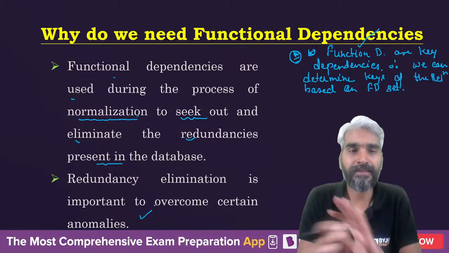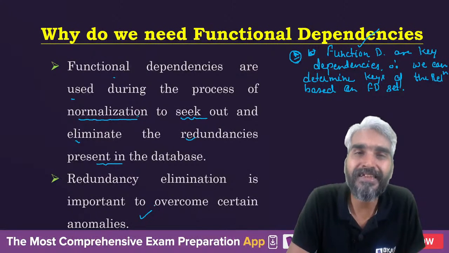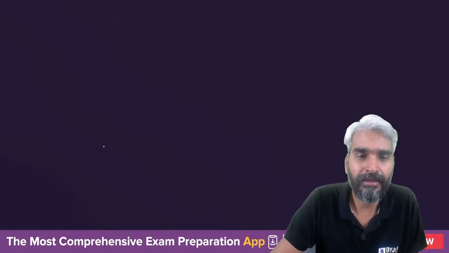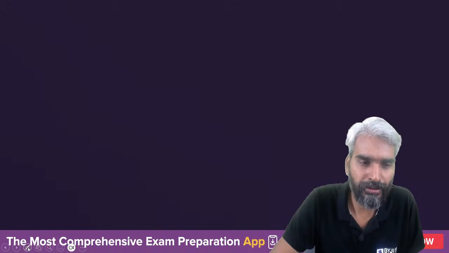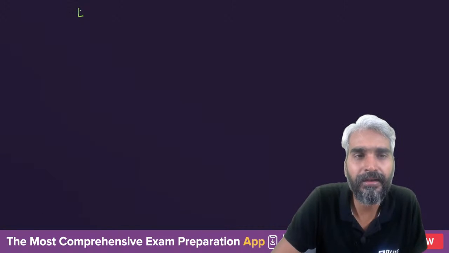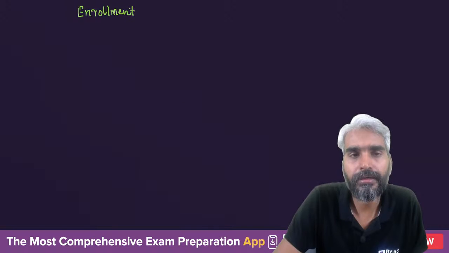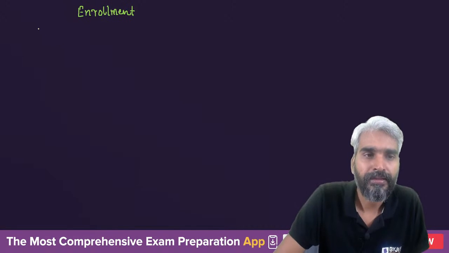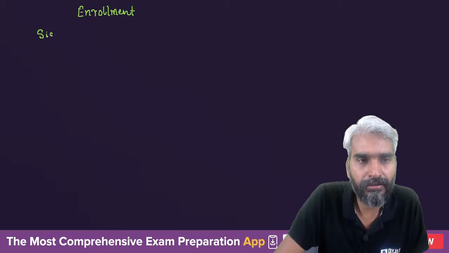Okay, so let's move ahead with this particular thing, why do we need functional dependency. So let's try to understand a situation in which we have a table. So this time you will have to understand this with respect to our table. Let's say that we have our table in which we have the information about enrollment, right? So let's assume that there is the information of student ID.